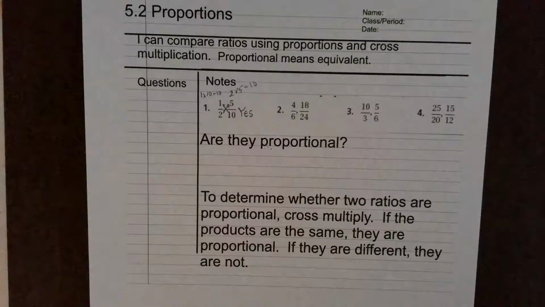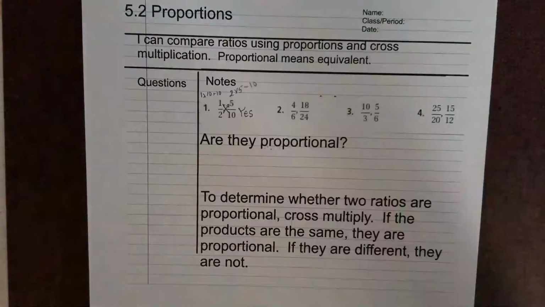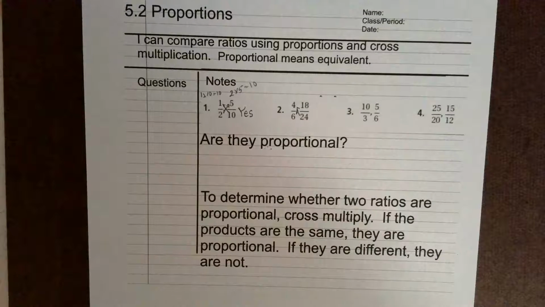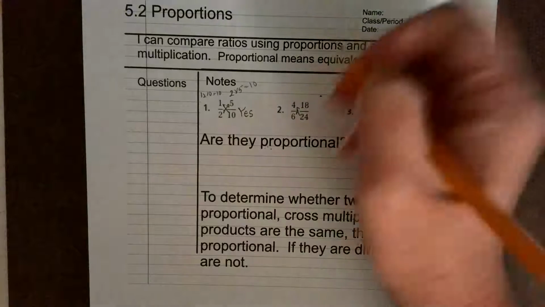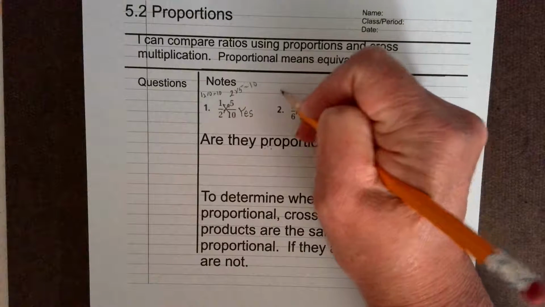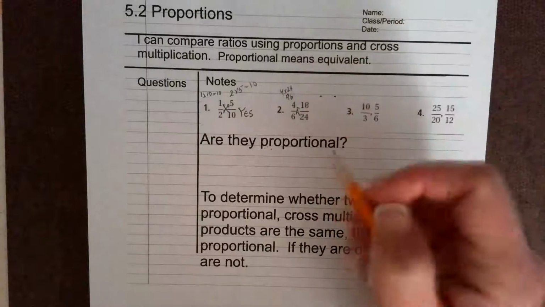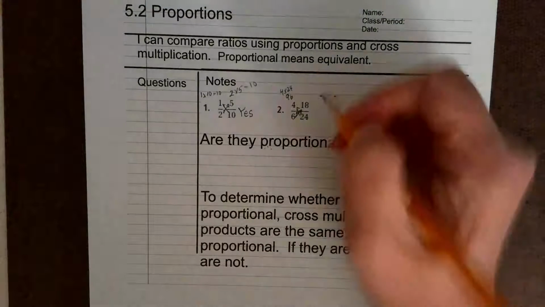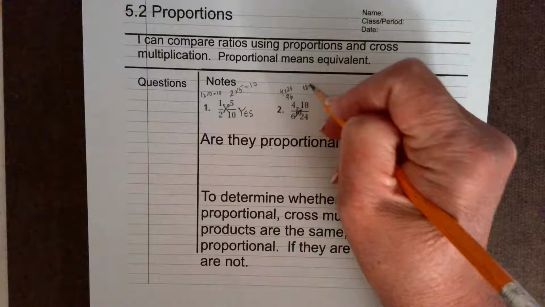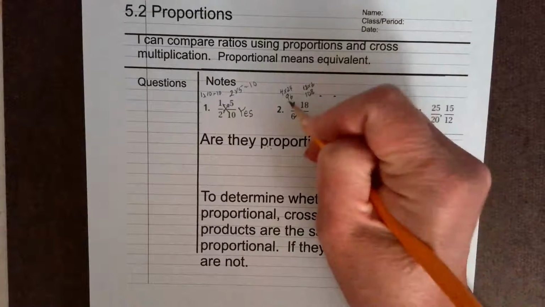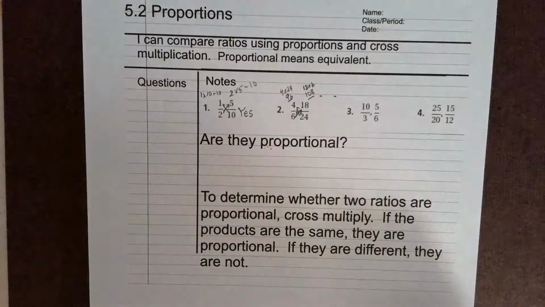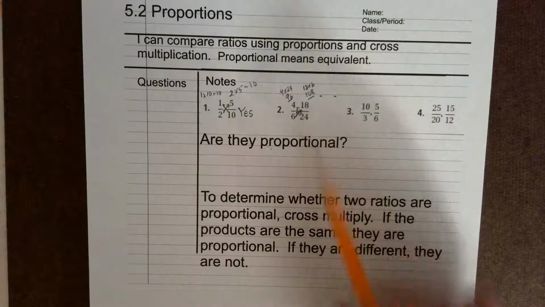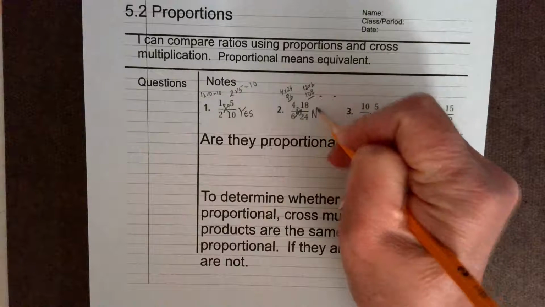We're going to multiply 4 times 24 on the next one. I'm going to grab my calculator. 4 times 24 is 96. And then we've got 18 times 6, and that is 108. And since my numbers don't match, that means that a ratio of 4 to 6 is not equivalent to a ratio of 18 to 24. So they are not proportional.